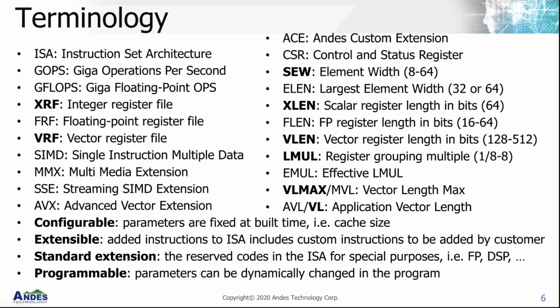Let me clarify the terminology that we are using. The first one is configurable. These are the parameters that can be fixed at build time, for example, the cache size. If you select a cache size of 32 KB, then that will be a fixed cache size in the design. Extensible: basically these are added instructions to the ISA, including custom instructions that can be added by a customer, or standard extensions. The standard extension is the reserved code for the ISA. For example, you have floating point, DSP, and vector processor. Then programmable are the parameters that can be dynamically changed in the program. For example, the element width is a programmable parameter.